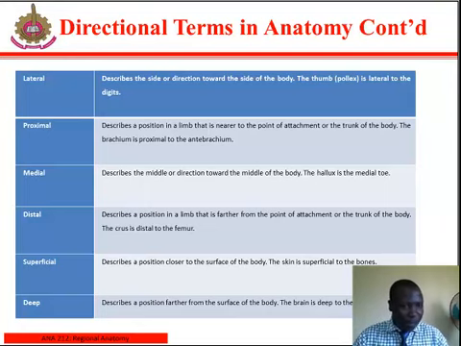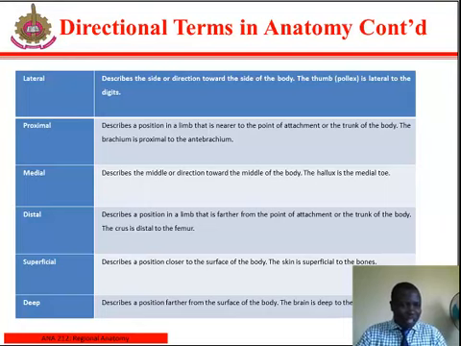Then we have the medial. It describes the middle or direction towards the middle of the body. For example, the hallux is the medial toe. Then distal, it describes a position in a limb that is farther from the point of attachment or the trunk of the body. For example, the crus is distal to the femur. Then we have superficial. This describes a position closer to the surface of the body. For example, the skin is superficial to the bones.